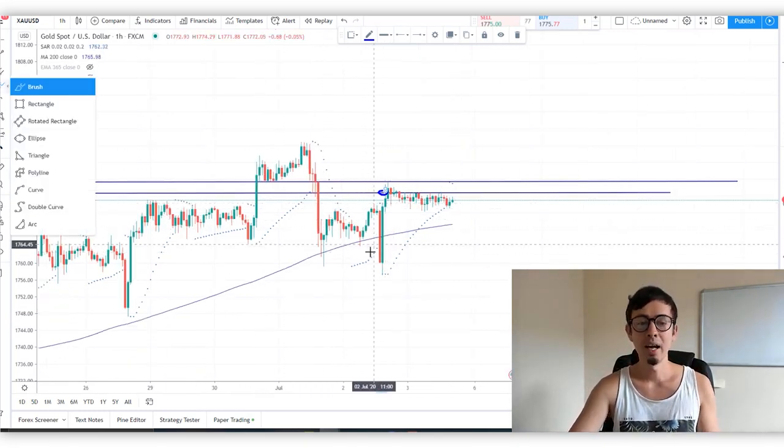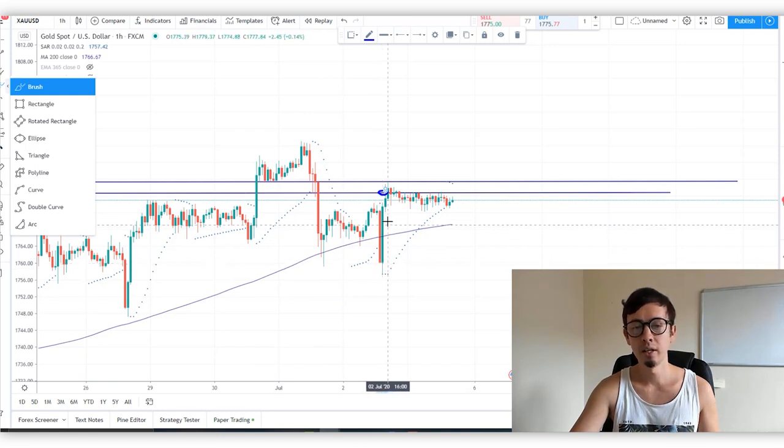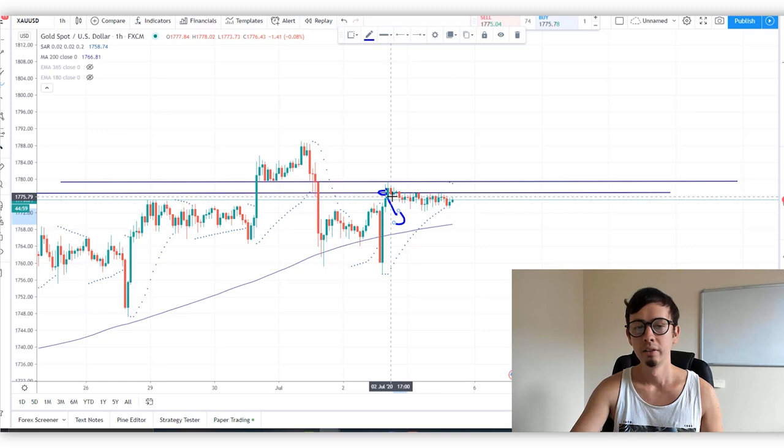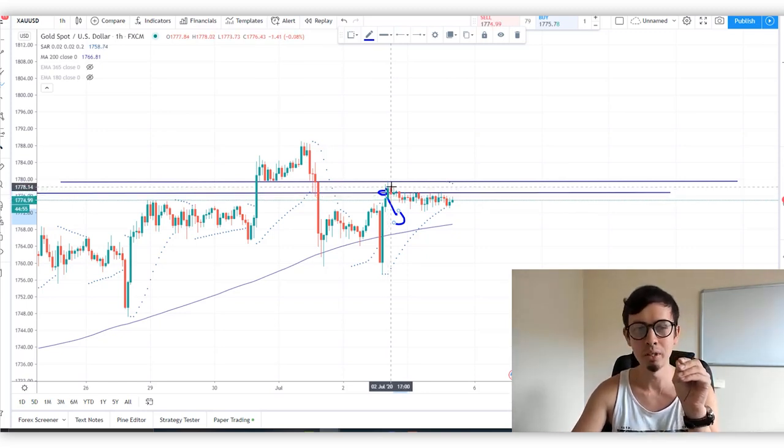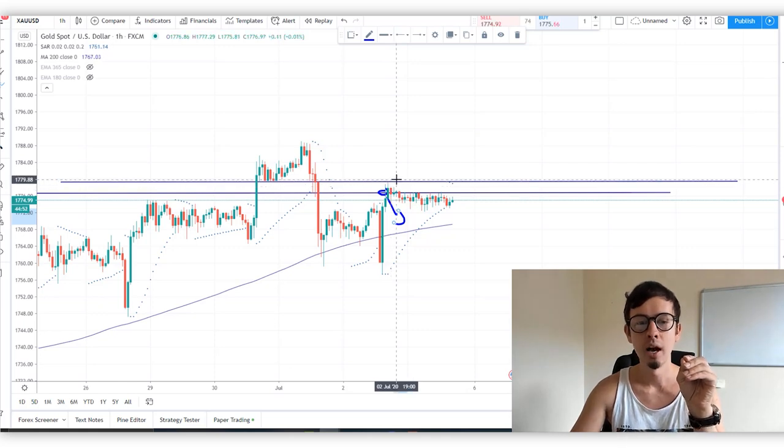So I did my analysis, I was here, waiting, and then the price went up here, and I was like, okay, wow, nice, I should make a sell trade. And that's exactly what I did. So I made a sell trade from here, and then the trade kind of went against me. Yes, it went against me, and went up.